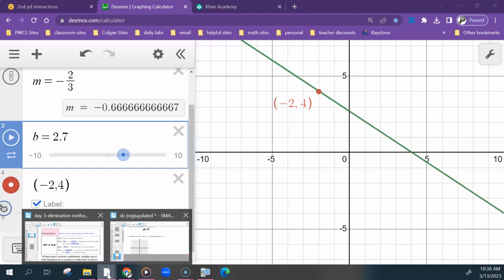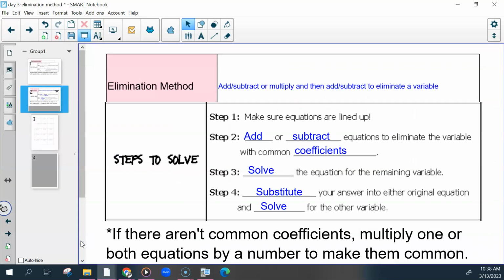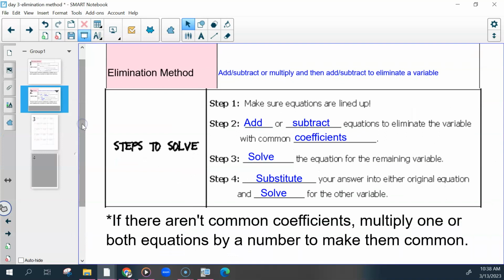So today we're going to talk about the last way to solve systems. We talked about graphing and substitution. Now we're going to talk about elimination, a different algebraic method. So on these notes, I'm going to have you write these down.